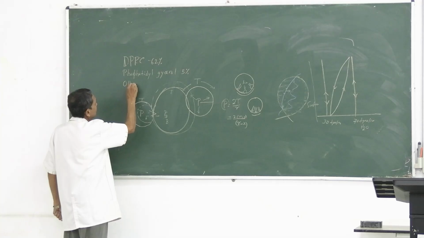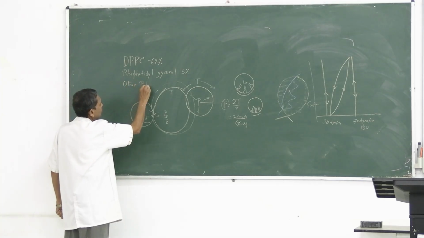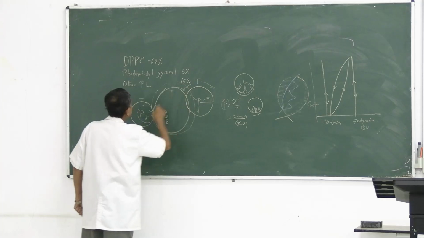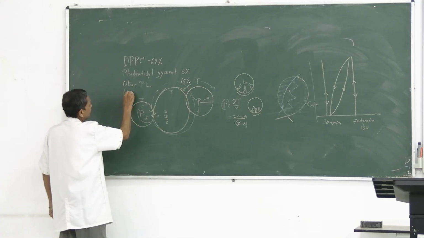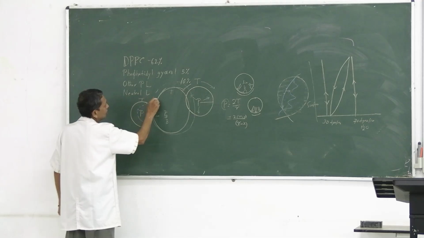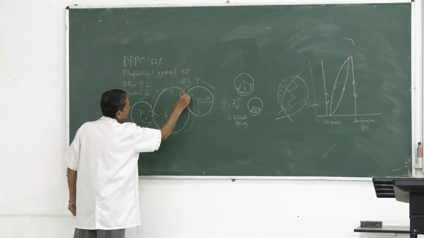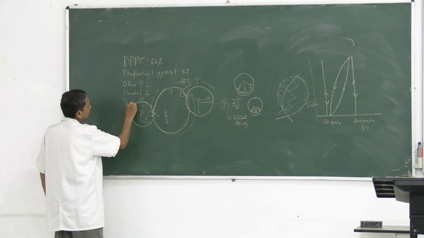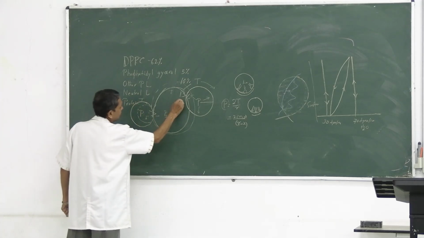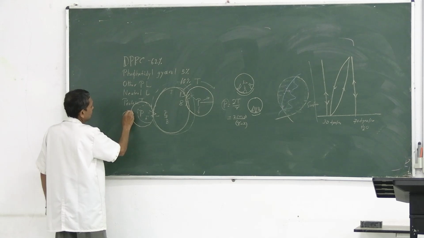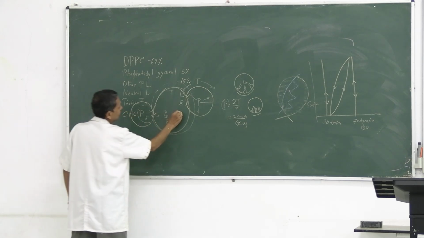Other phospholipids 10%, neutral lipids 13%, protein 8%, carbohydrate mainly in the form of glycoproteins, carbohydrate 2%.